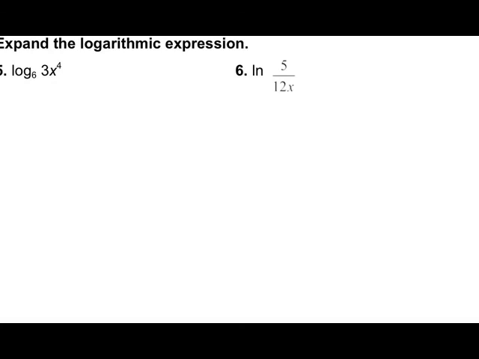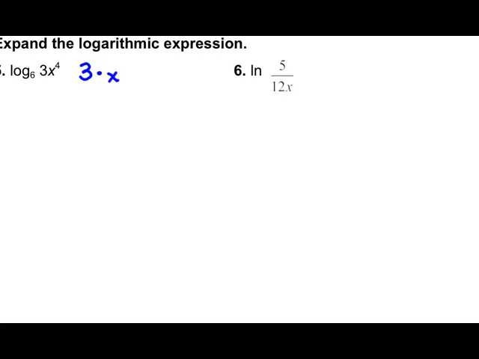Okay, let's try a couple more. We're going to expand log base 6 of 3x to the 4th and natural log of 5 over 12x. Now, number 5, realize that 4 only goes with the x. That 4 does not go with the 3. The only way that would go with the 3 is if it was in parentheses. So what we have in this math problem is 3 times x to the 4th.